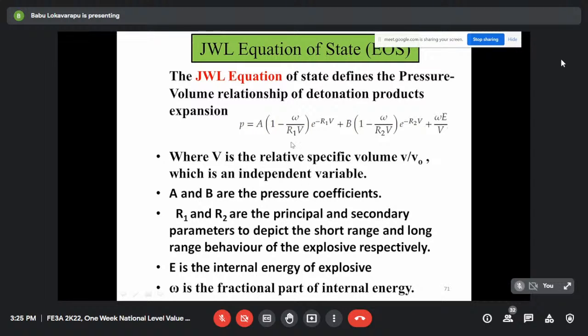Here A and B are the pressure coefficients. This is not a mathematical equation. It is an empirical equation, where the constants have been derived by conducting a series of experiments. Here the capital V stands for relative specific volume, V by V0, which is the independent variable, and capital A and capital B are the pressure coefficients, and R1, R2 are the principal and secondary parameters to depict short range and long range behavior respectively.